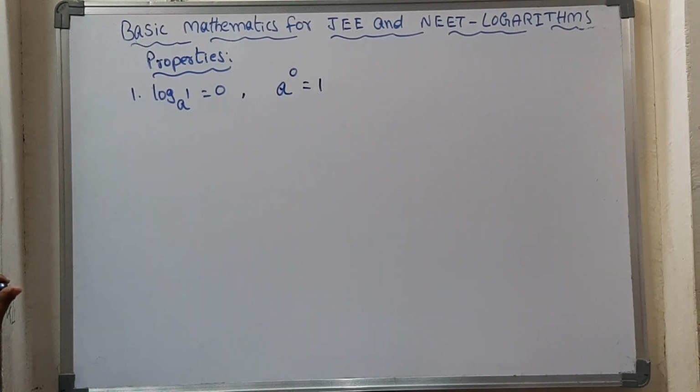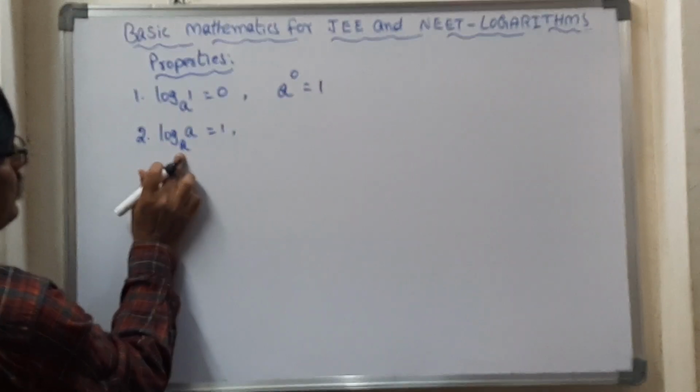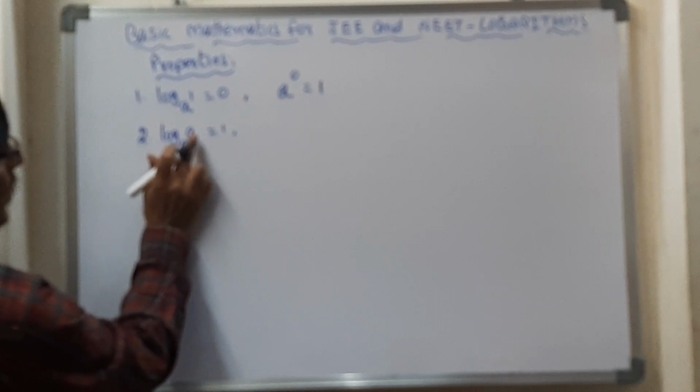Any number to the power 0 is equal to 1. So this can be taken like that. And the next one, the most important one, log a base a is equal to 1. How can we consider this one? This is log a base a.